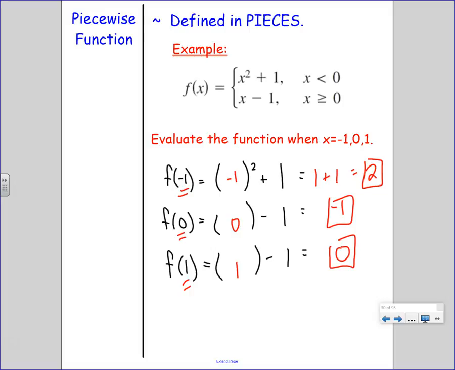You've seen the piecewise in the graphing calculator handbook. Algebraically, I just wanted to make sure you understood that depending on the value of the x, you might use different pieces in plugging in.